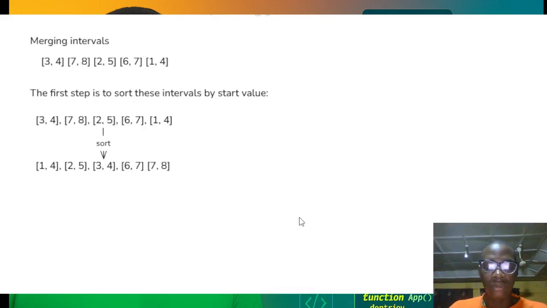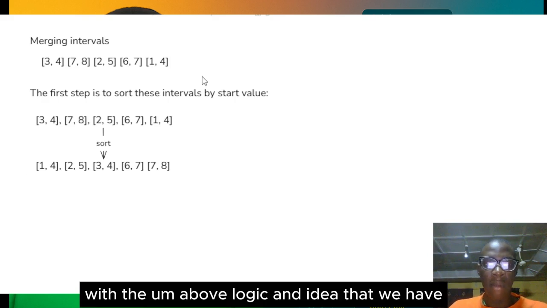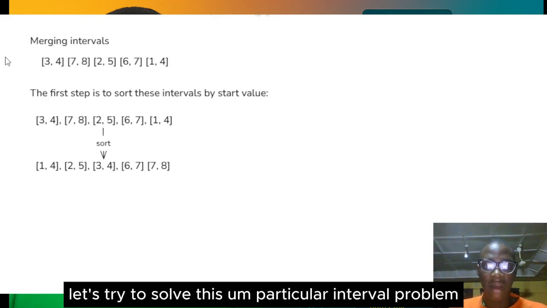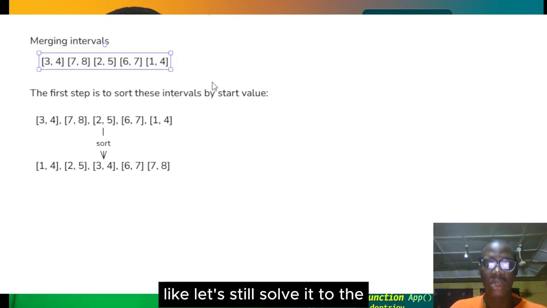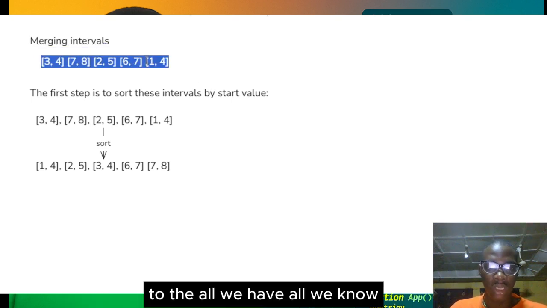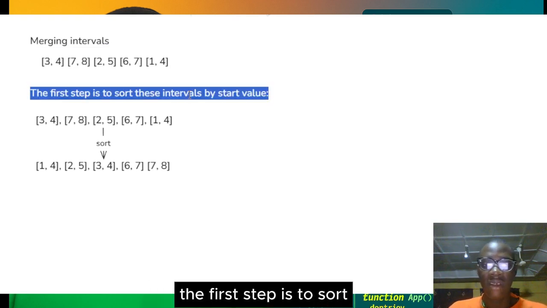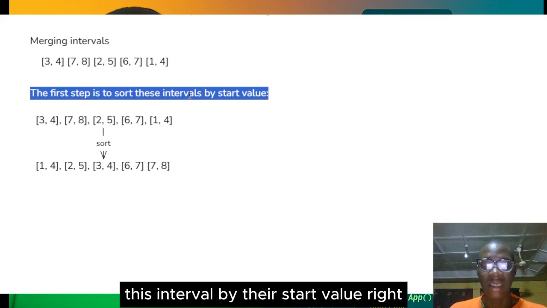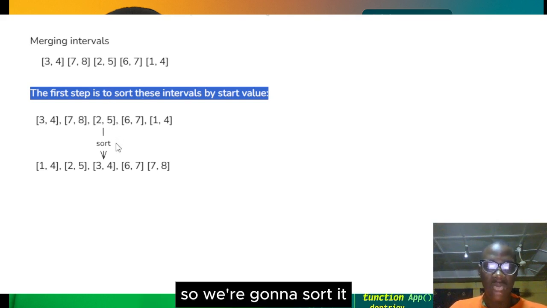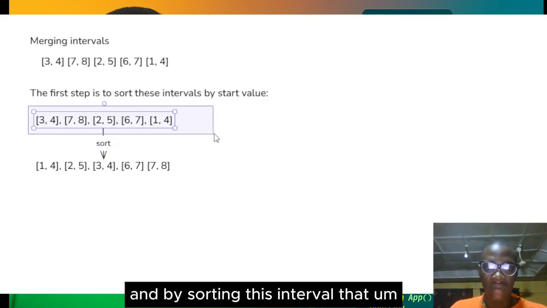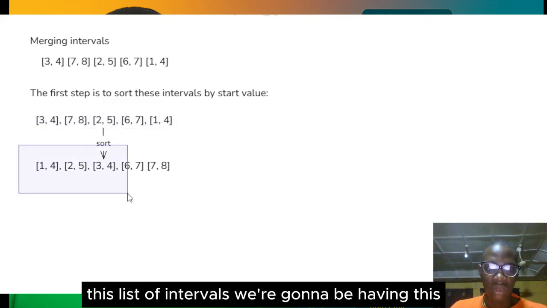So with the above logic and idea that we have, let's try to solve this particular interval problem. Let's still solve it with all we know. Let's start to apply them now. The first step is to sort this interval by their start value, right? So we're gonna sort this list of intervals, and by sorting it, we're gonna be having this.